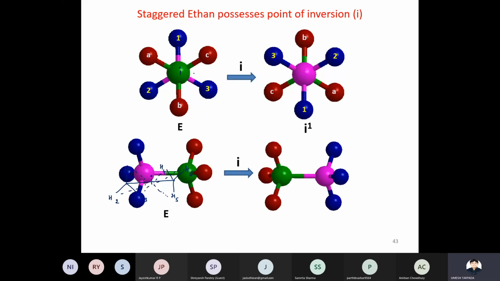See, in this way, the green carbon comes to the place of the pink carbon, and the pink carbon goes to the place of the green carbon. Or the green carbon, which is the front carbon, goes to the back side, and the back side carbon, that is the pink carbon, comes to the front side. So this is called I.